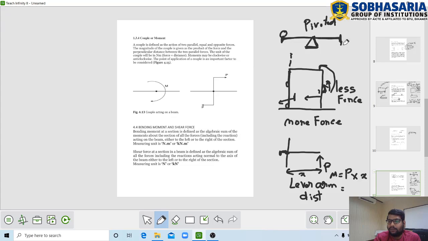So the force applied, you can see here the moment when the force is multiplied by the distance, the value will increase. So automatically you will need less force if the distance is more. If the distance is greater, it means you will need less force to lift this person. So this way we can understand how a moment acts.